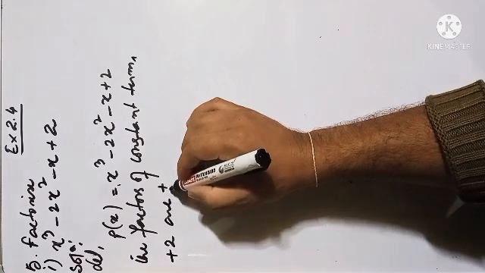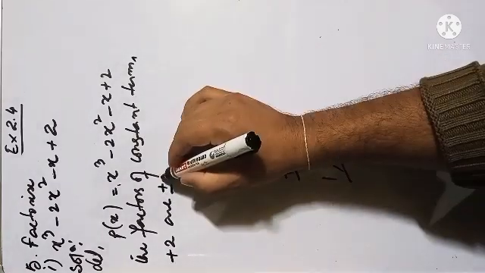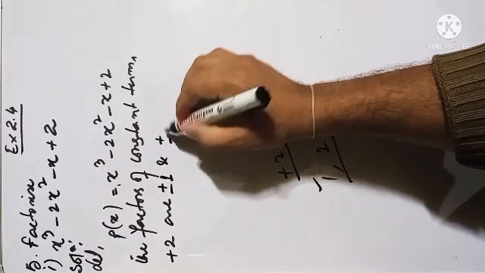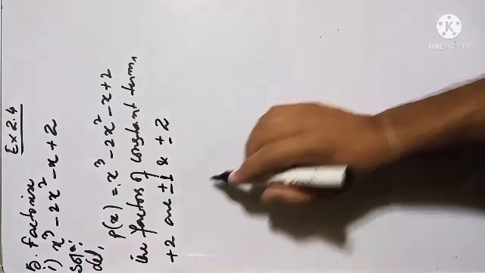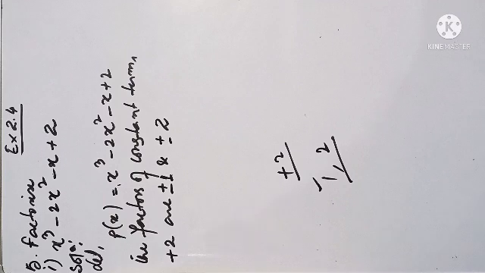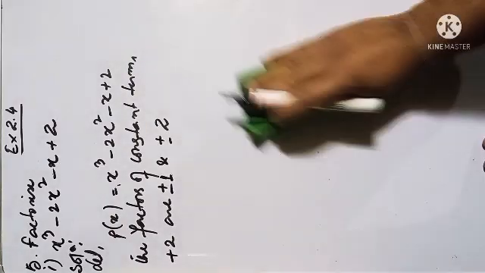Take here both positive and negative 1, I have taken. Next is plus minus 2. Because plus 1 also can divide 2, minus 1 also can divide 2. Therefore, we have to take both positive and negative. Okay, after this, let us find this value.